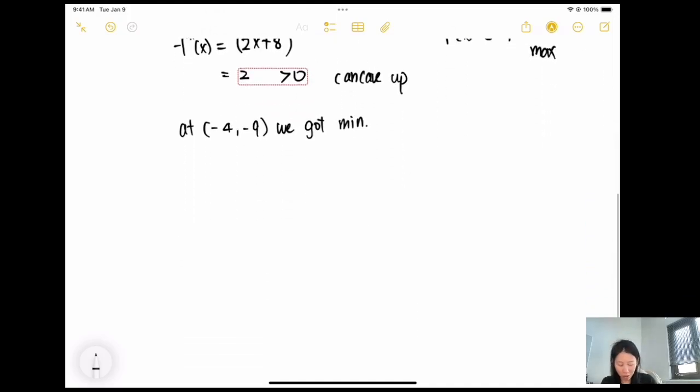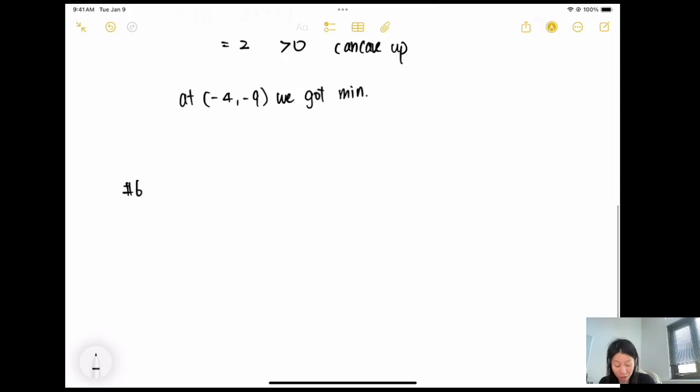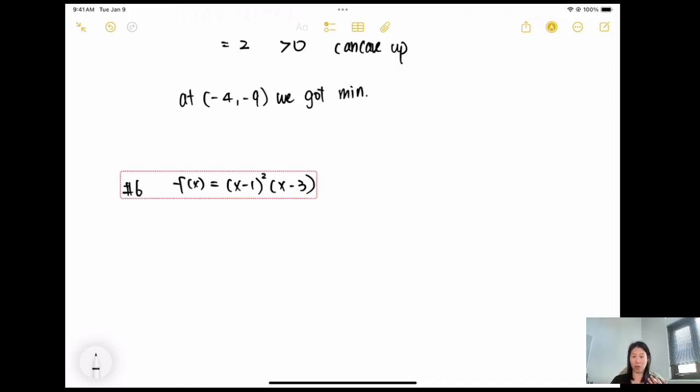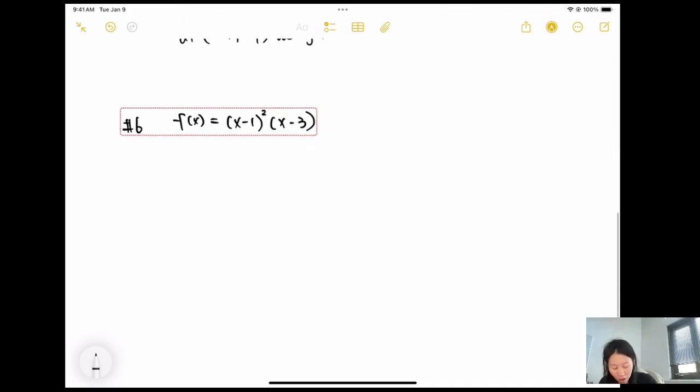Okay, so the second problem I want to go over is number 6, also finding the critical point, maximum or minimum. The second equation is f(x) equals (x minus 1) squared times (x minus 3). So we use the same idea. We need to use the first derivative and then the second derivative. Let's do all the derivatives first.